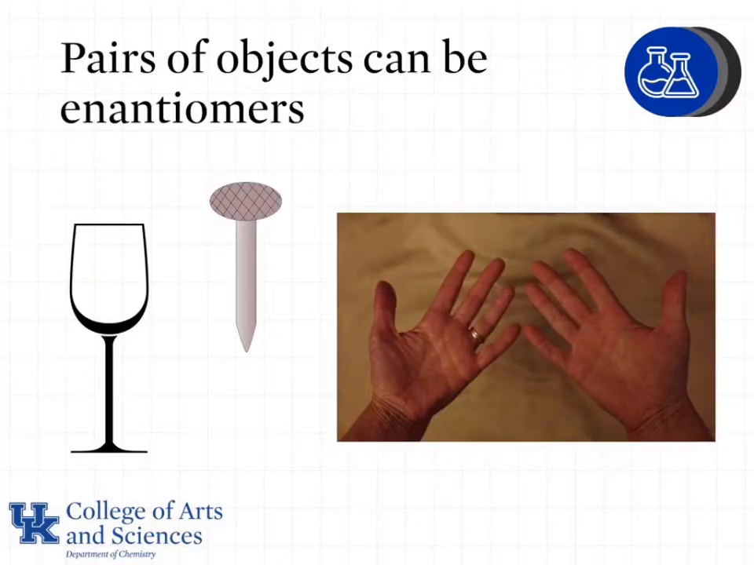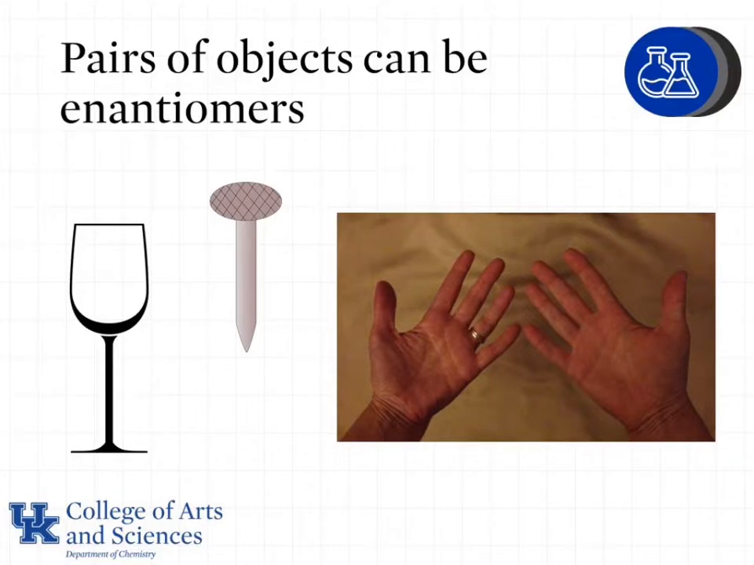Pairs of objects can also be enantiomers, and there are objects that are not enantiomers. Our hands are the most common example of enantiomers. They are mirror images of one another, but they cannot line up with one another, so they are considered to be chiral and exist as a pair of enantiomers.